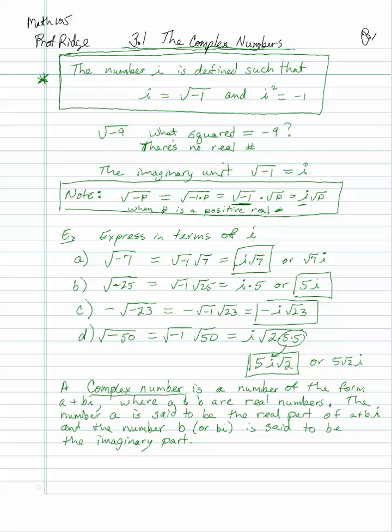A complex number is a number of the form a plus bi, where a and b are real numbers. i is the imaginary square root of negative 1. The number a is said to be the real part of a plus bi, and the number b is said to be the imaginary part. So complex numbers contain two parts. a is the real part. b, sometimes people say bi, but technically it's just b, is the imaginary part.